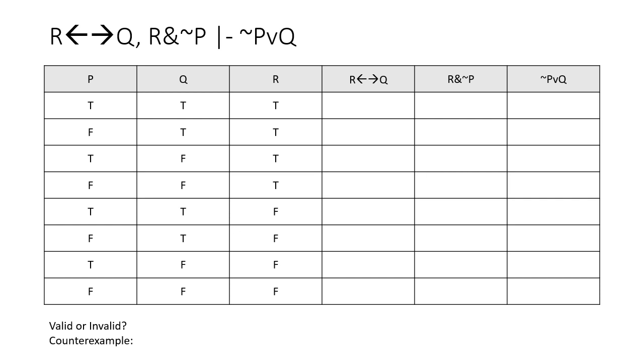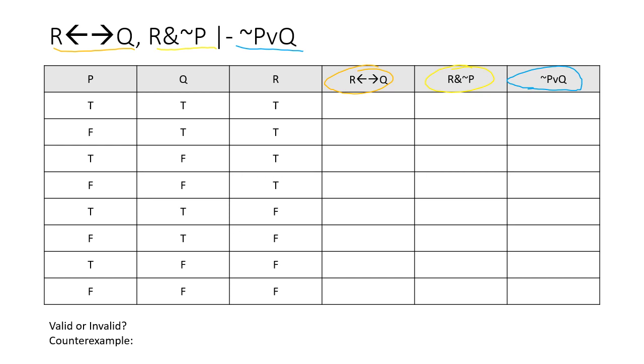Moving on to the next one here. So again, we've got two different premises. We've got R double arrow Q. We have R and tilde P. And we have tilde P or Q. And so what we'll do is we'll just do each of the premises one at a time.